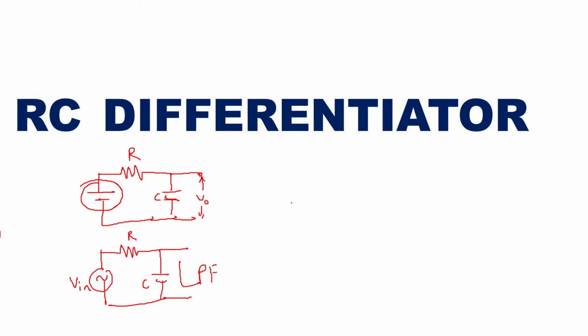Now, similarly, when we speak about the differentiator, the positions of R and C will be exchanged. So here you take C, and then R for the output. Through C you give the input, and across R you take the output. If you do this, then it will be called a differentiator.